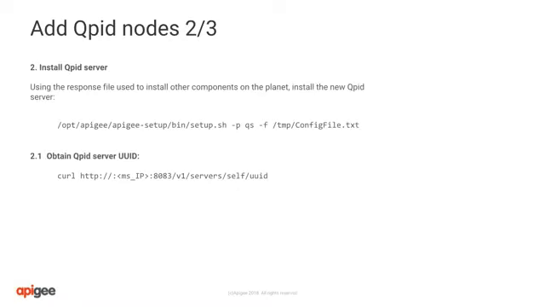Next, we install the Cupid software. To do this, we use the Apigee setup utility, pass it the profile QS for Cupid, and the config file used when we originally set up the planet. Once the setup is complete, we make a call to the server API, as shown, to obtain the UUID, which we'll use in the next section.